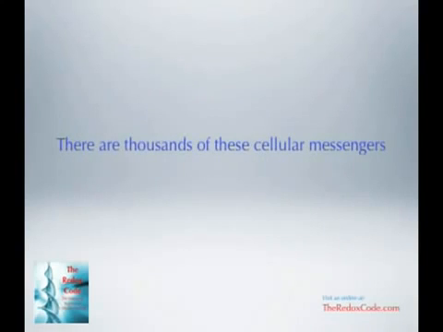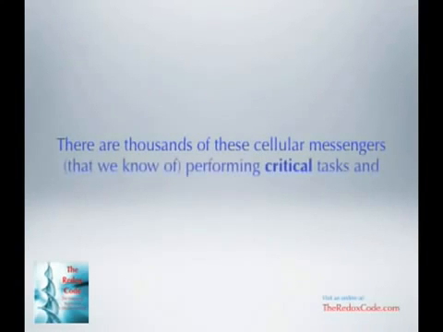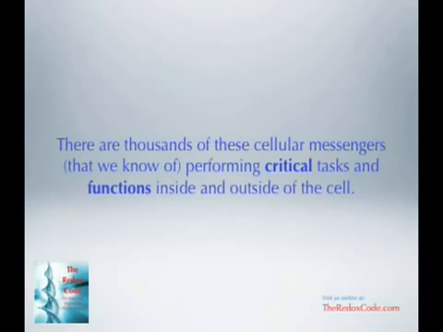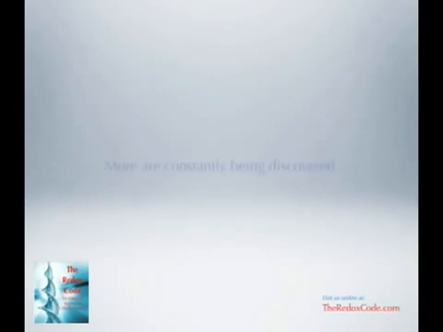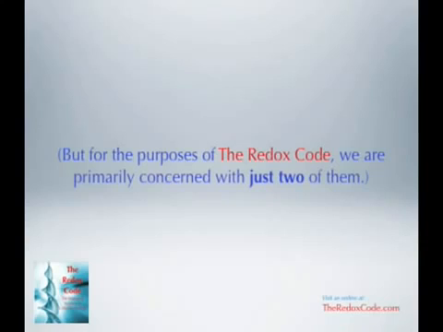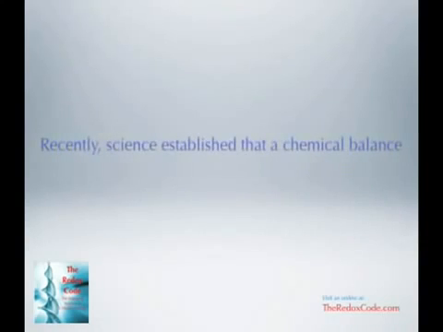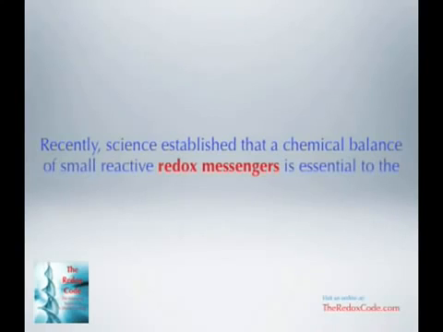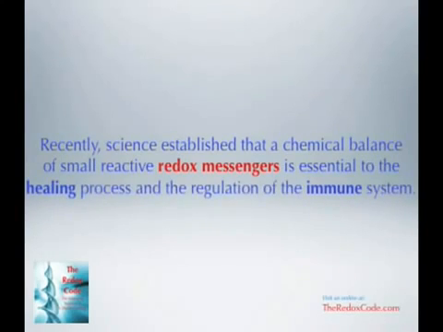Now, there are thousands of these cellular messengers, and those are the ones that we know of, performing critical tasks and functions inside and outside of the cell. More are constantly being discovered. But for purposes of the redox code, we're primarily concerned with just two of them. Now, recently, science established that a chemical balance of small reactive redox messengers is essential to the healing process and the regulation of the immune system.